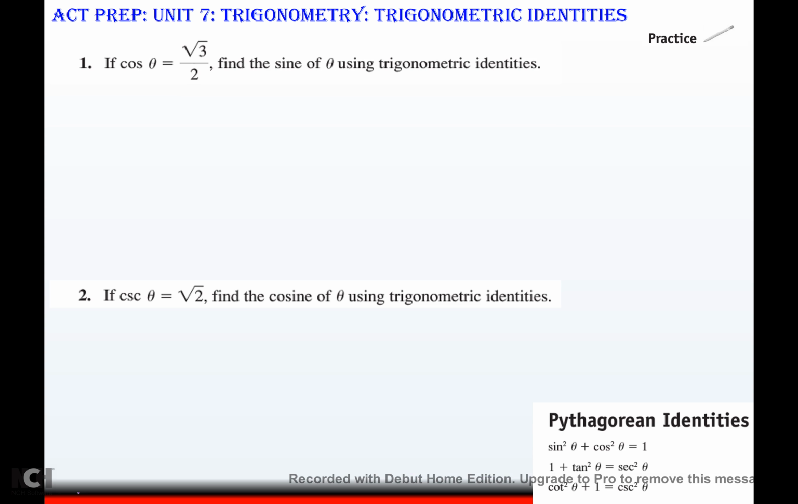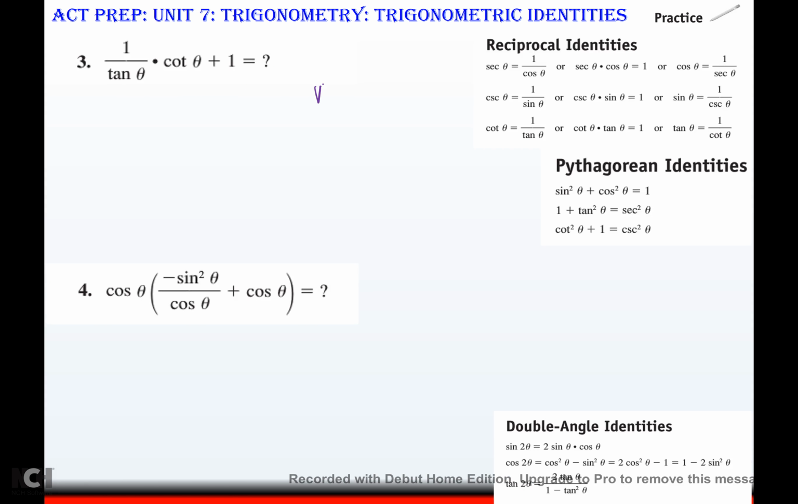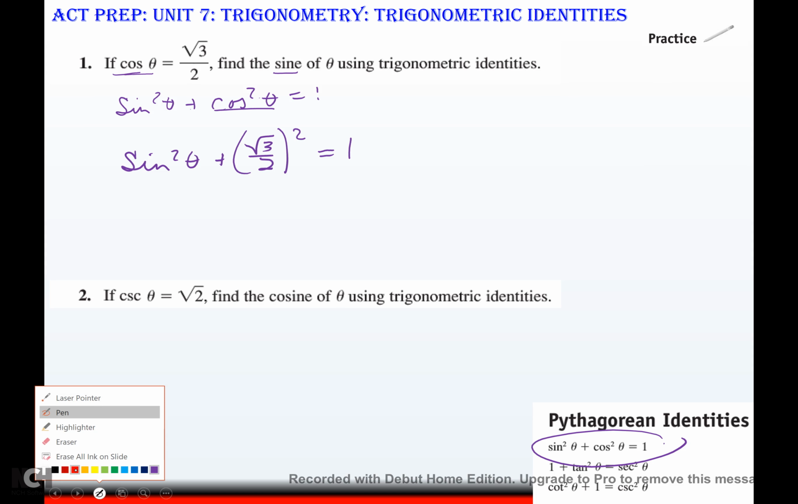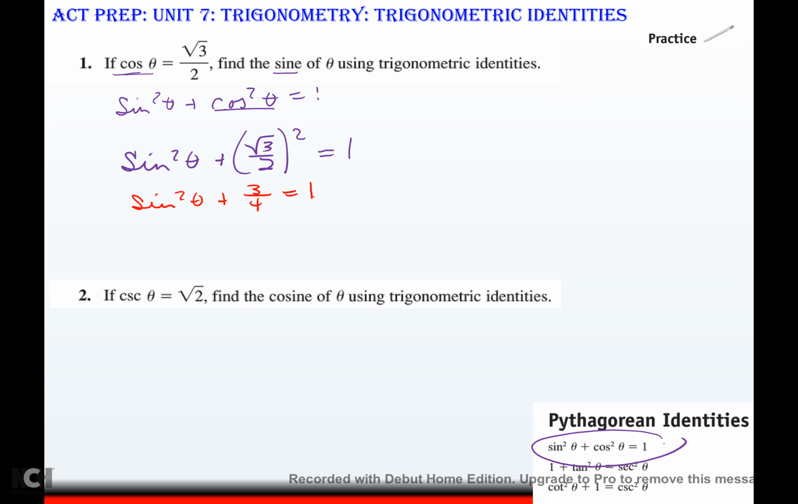Alright, so next it says if cosine of theta equals the square root of 3 over 2, find the sine of theta using trig identities. Again, anytime they give you cosine and they want you to find sine, you're using sine squared theta plus cosine squared theta equals 1. So I have sine squared theta, and I know cosine theta is the square root of 3 over 2, so cosine squared theta is 3 over 4. So I have sine squared theta plus 3 over 4 equals 1.